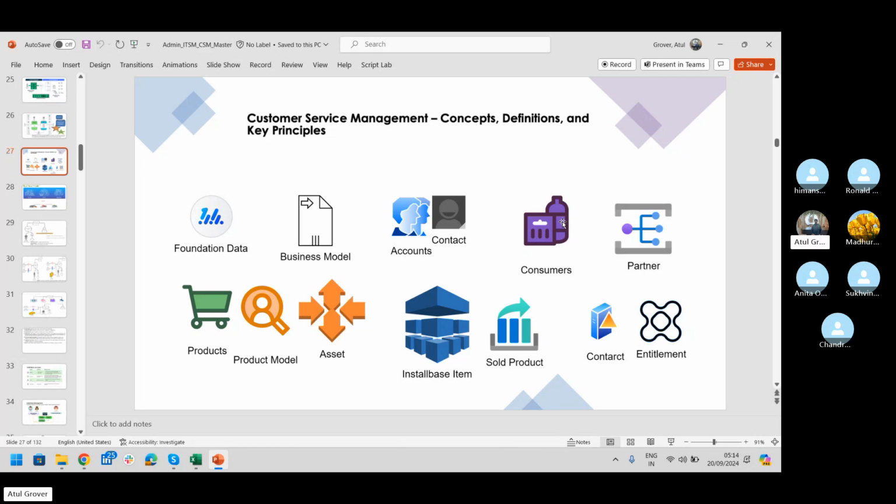We'll discuss with examples. Partner: sometimes if I'm selling services to another company, they become my partner as well. This is where the partner concept comes in. Product: what I'm selling. Product model: what type of model of that product I'm selling. And assets. These three and these two. Too confusing.